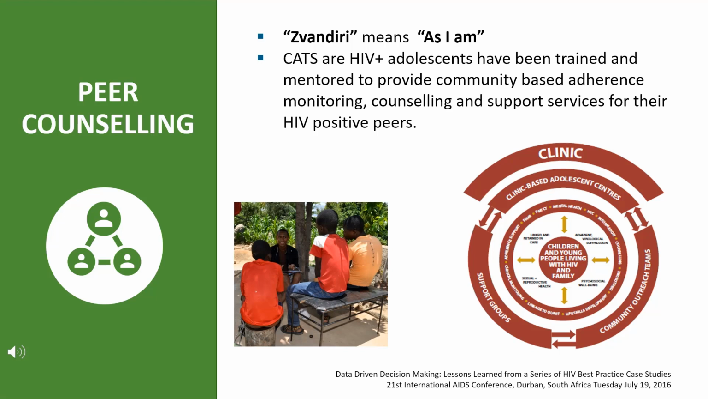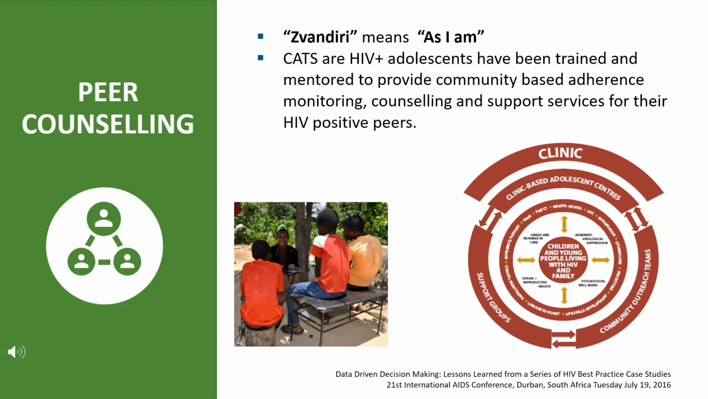Community Adolescent Treatment Supporters, CATS, are HIV-positive young people aged 18 to 24 years who are engaged to work between health facilities and the homes of youth living with HIV to promote an increased uptake of testing, linkage, adherence to treatment, retention in care, and services related to sexual, reproductive, and mental health.